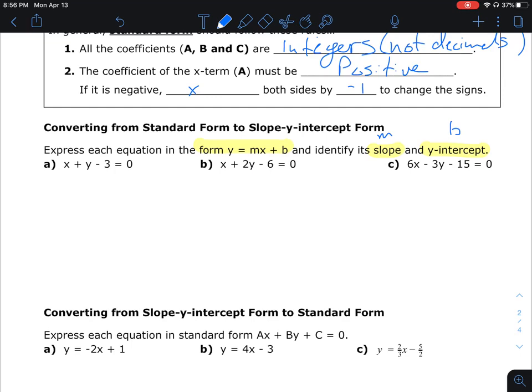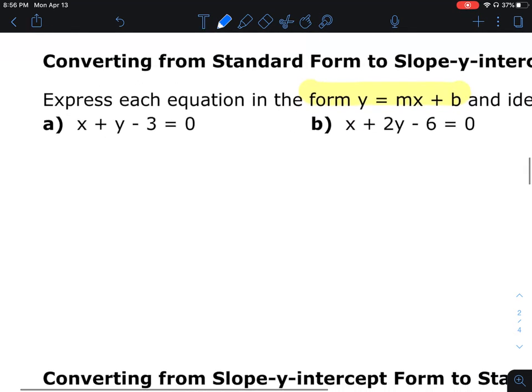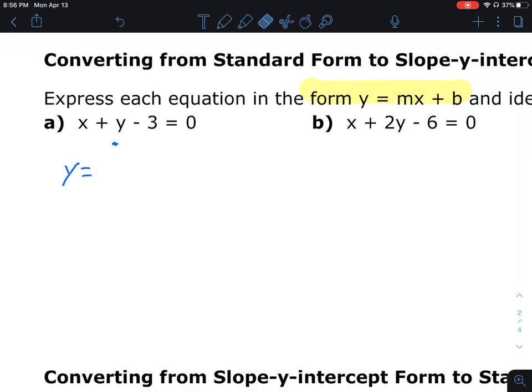So I have x plus y minus 3 equals 0. Well, I already have a positive y, so I'm going to leave that there. I'm going to bring all the other terms over. So I would have y is equal to negative x plus 3. So then I need to identify my slope and my y-intercept. Well, my slope is -1, because we know that there's a 1 here, and my y-intercept is 3.